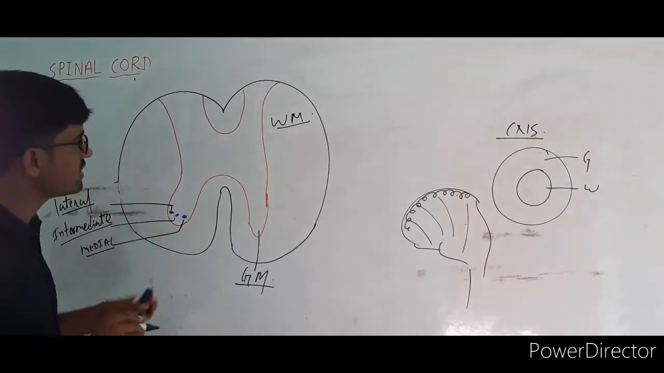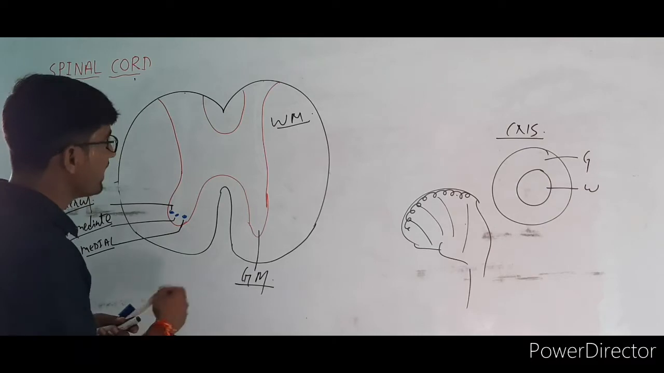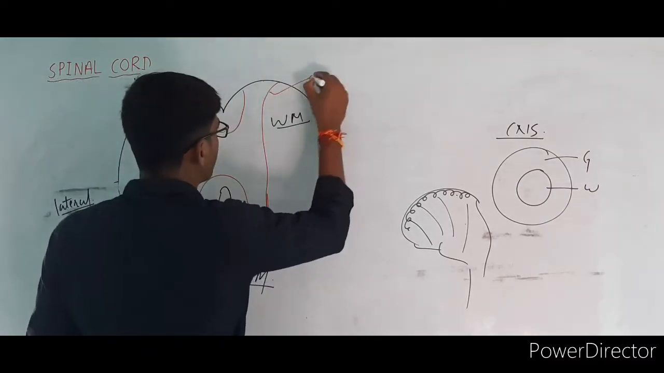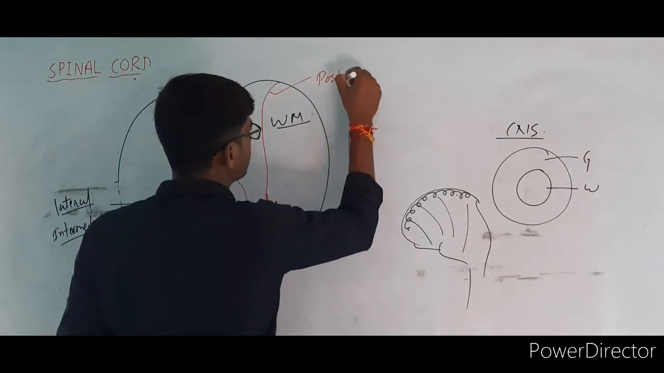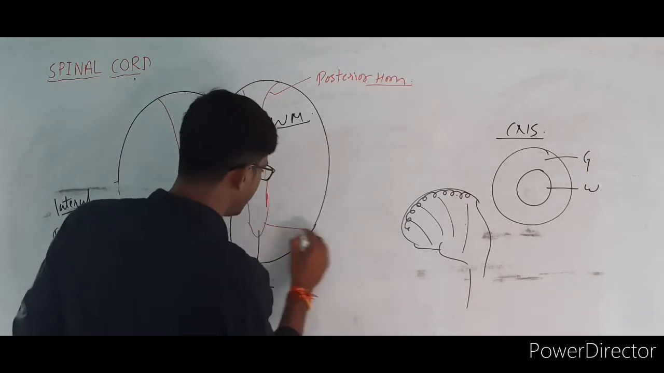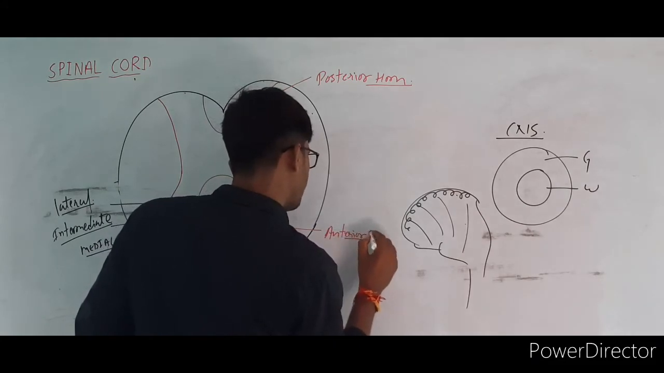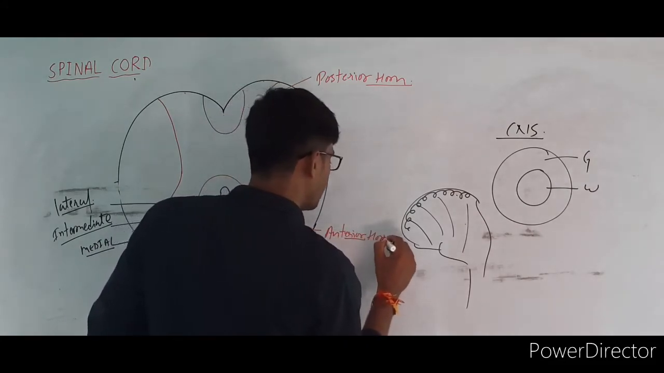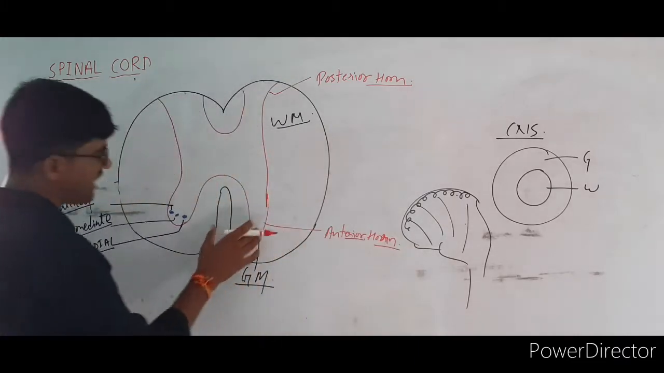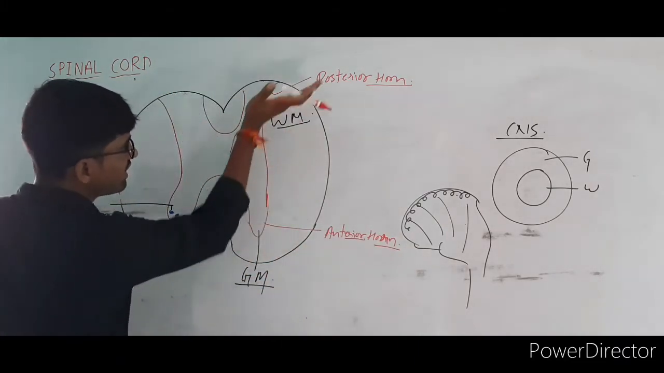So there are 3 nuclei. One thing I want to tell you before discussing anything: this is the posterior horn, and this is the anterior horn. These things you have to remember. This is the anterior side, this is the posterior side. Here is the anterior horn, here is the posterior horn.